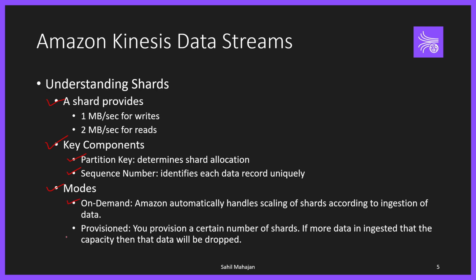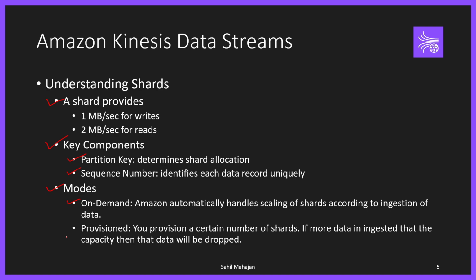The first being on demand, whereas you do not define the number of shards that you need. Amazon automatically scales out and scales in according to your workload. So for example, maybe today you are getting 10 MB per second of data ingested into Kinesis. So Amazon will go ahead and maybe provision about 15 shards. Of course, it's not going to provision 10 shards. It's going to provision more than 10 shards because it will anticipate that you may also go up.